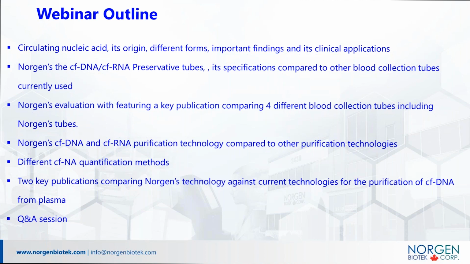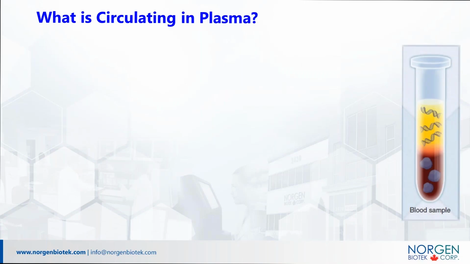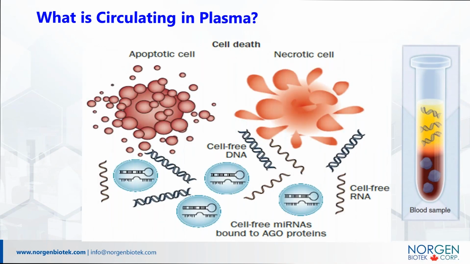Before we start, we need to understand the origin of the cell-free circulating nucleic acids and how they look in the circulation. As you know, due to apoptotic cell death or necrotic cell death, cell-free DNA and cell-free RNA will be released from these dead cells into the circulation. They're going to be either freely circulating, bound to proteins, or contained in exosomes or vesicles.